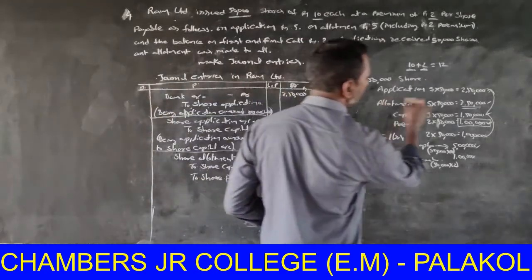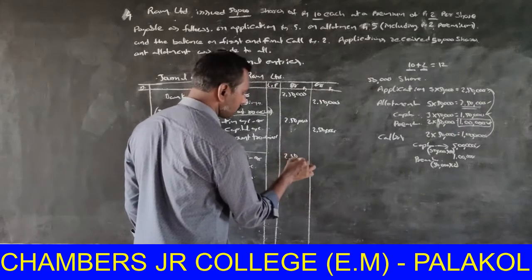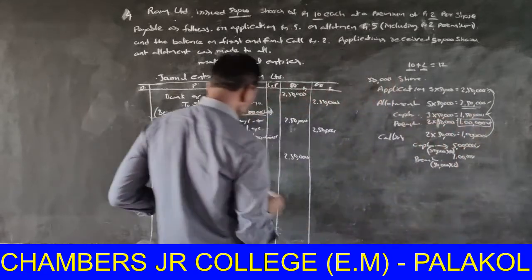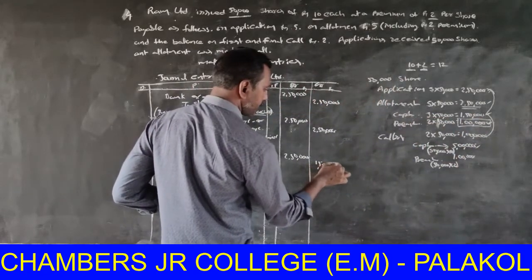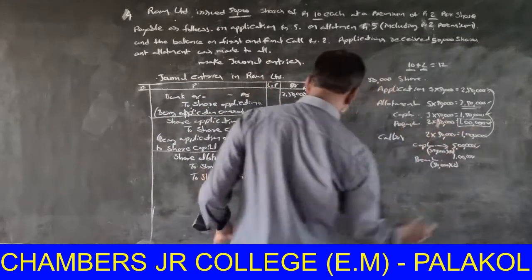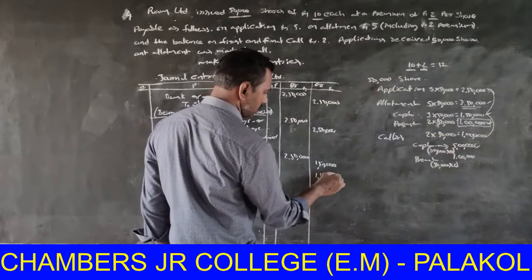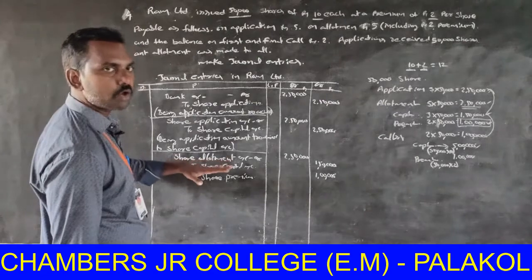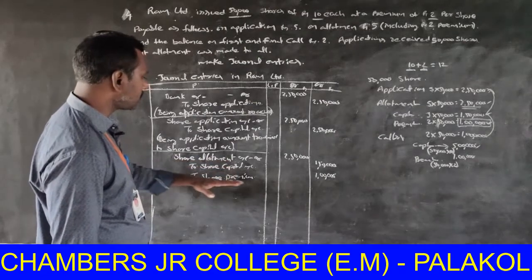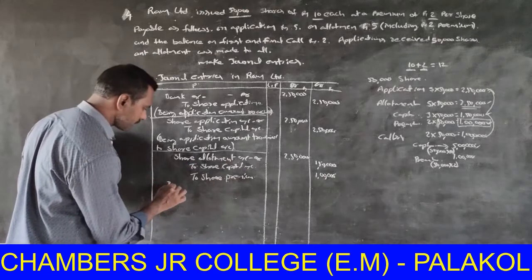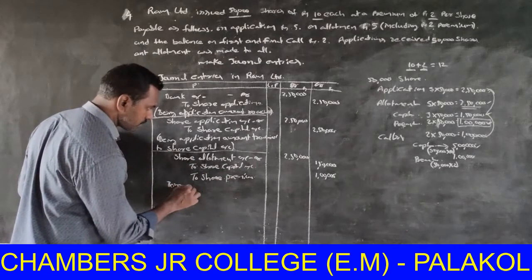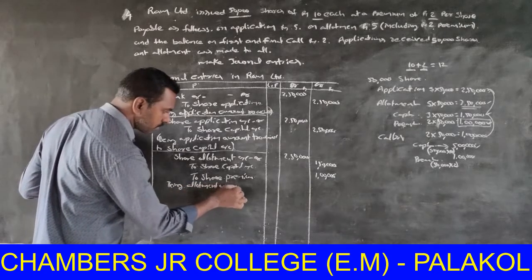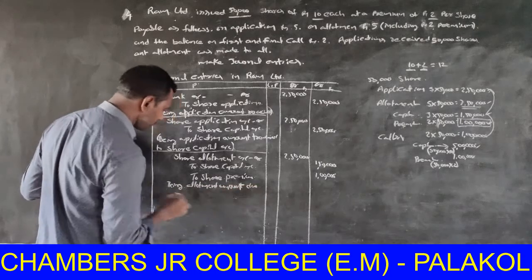Allotment. On allotment, 2,50,000. Here the share capital 1,50,000 on the credit side and also share premium 1 lakh on the credit side. This is the journal entry for allotment amount due with premium.